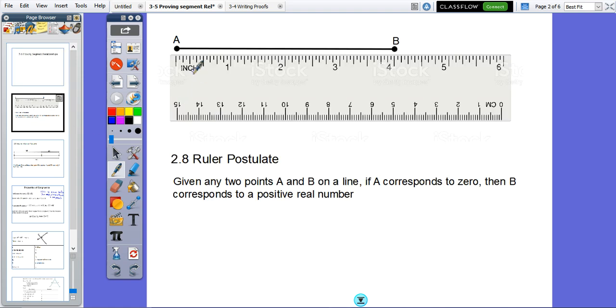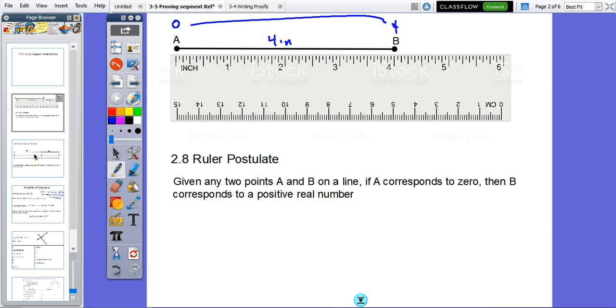So there's the ruler postulate. We don't use this very often, but what it's saying is that wherever you're measuring, one point we'll denote as R0, and then the other point will be whatever we're measuring out to. In this case, it is 4 inches. So we can say that's 4 inches long. That's just a postulate that's created to state the obvious, if that makes sense.